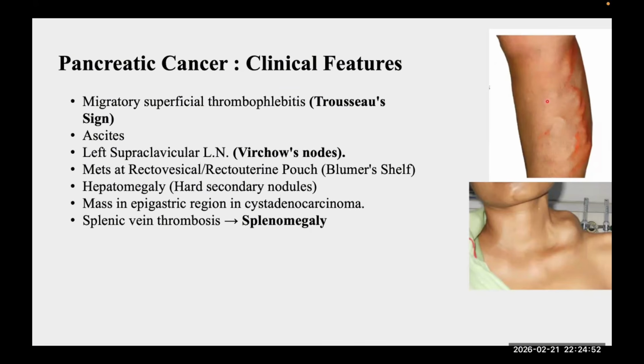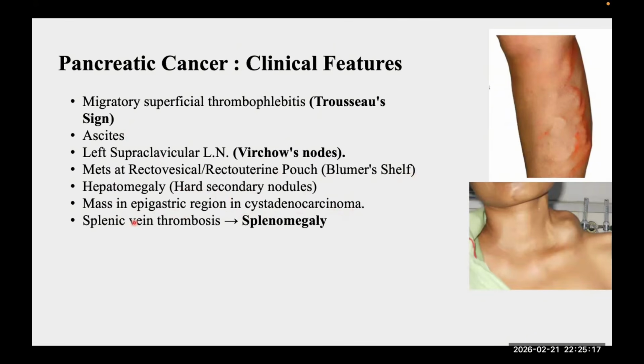Now, there is also ascites that can be associated with the left supraclavicular lymph node involvement, or Virchow's node. We can see it here. It is also characteristically involved. There can also be metastasis at the rectovesical pouch in males, rectouterine pouch in females, or the Blumer's shelf, hepatomegaly due to secondary nodules, mass in the epigastric region, and cystadenocarcinoma.